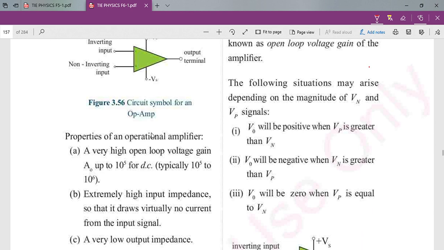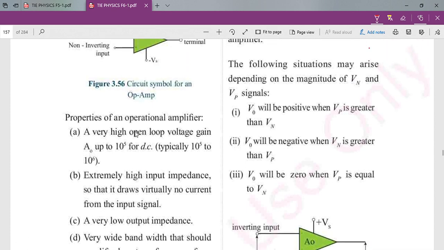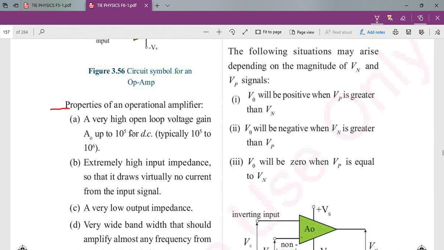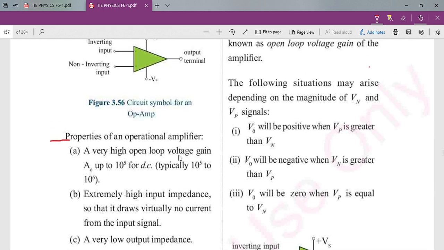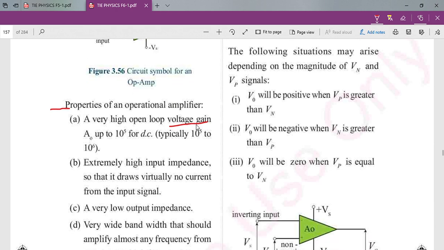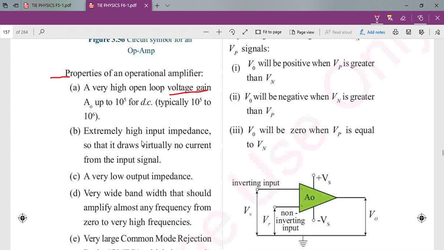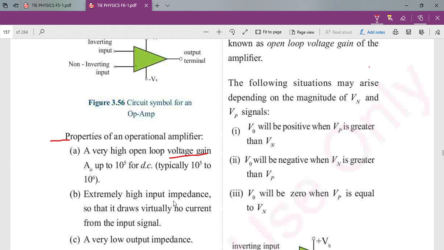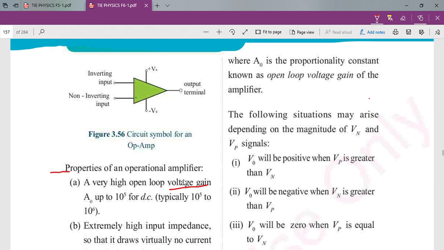We have several properties of the operational amplifier. You have to note these because they are very important to know for any operational amplifier. One, a very high open loop voltage gain. Voltage gain means the ratio of output to input. We will learn later what voltage gain is. Also, extremely high input impedance. Impedance is the total resistance of a circuit.